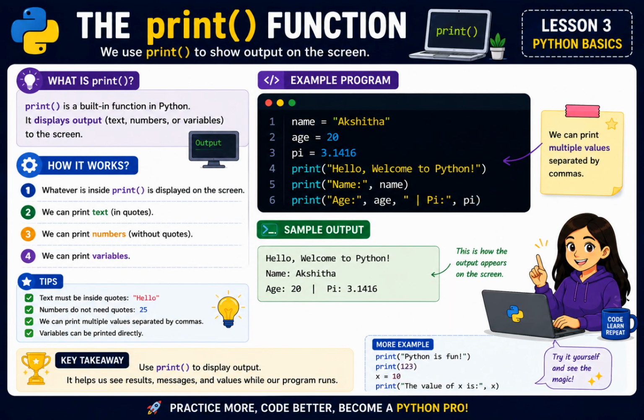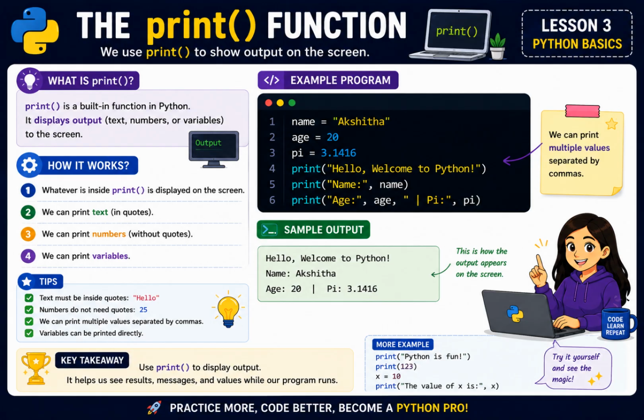Okay, next, the print function. The print function is used to display the output on the screen. We can print text, numbers, variables, or even multiple values together. For example, here you can see we can print the name, age, height, weight, etc. The print function is one of the most frequently used functions in Python. Almost every Python program uses it.